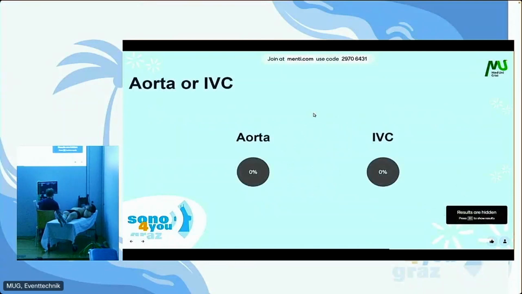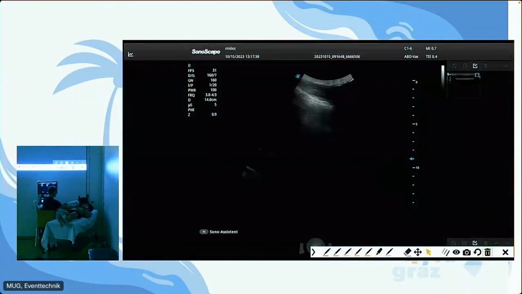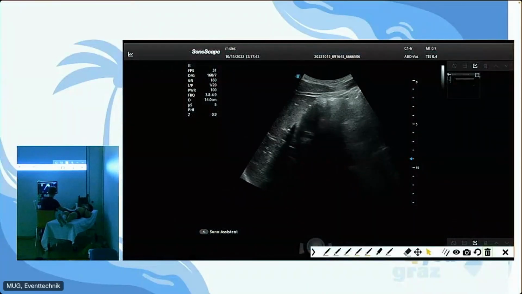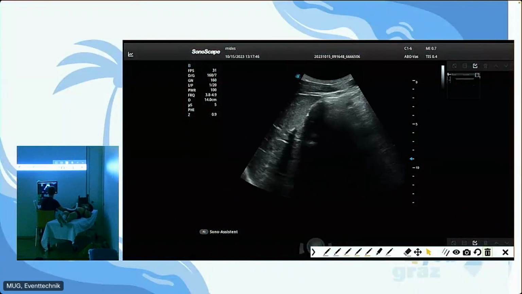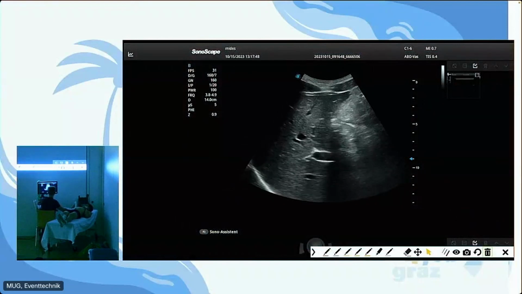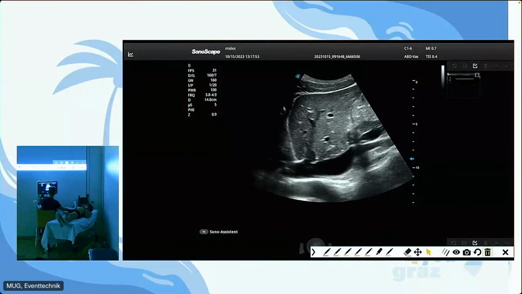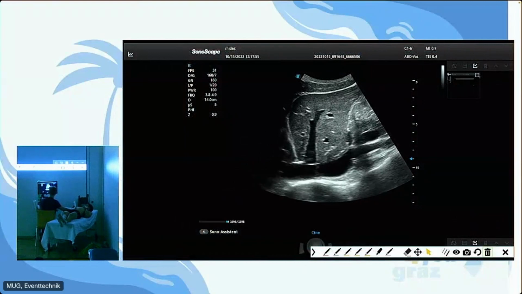So we're going back to our live image, and Julian is going to find a vessel for us. And I want to know from you, is that the IVC, the inferior vena cava, or is it the aorta? Okay, you're really quick at that. That is, of course, the IVC.